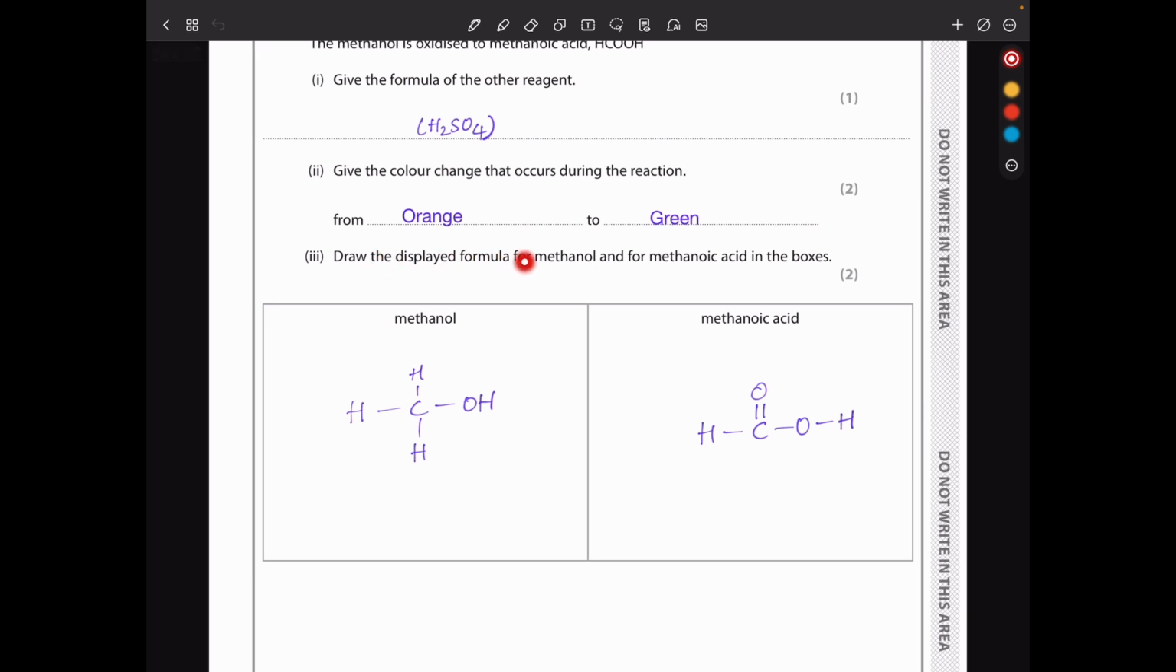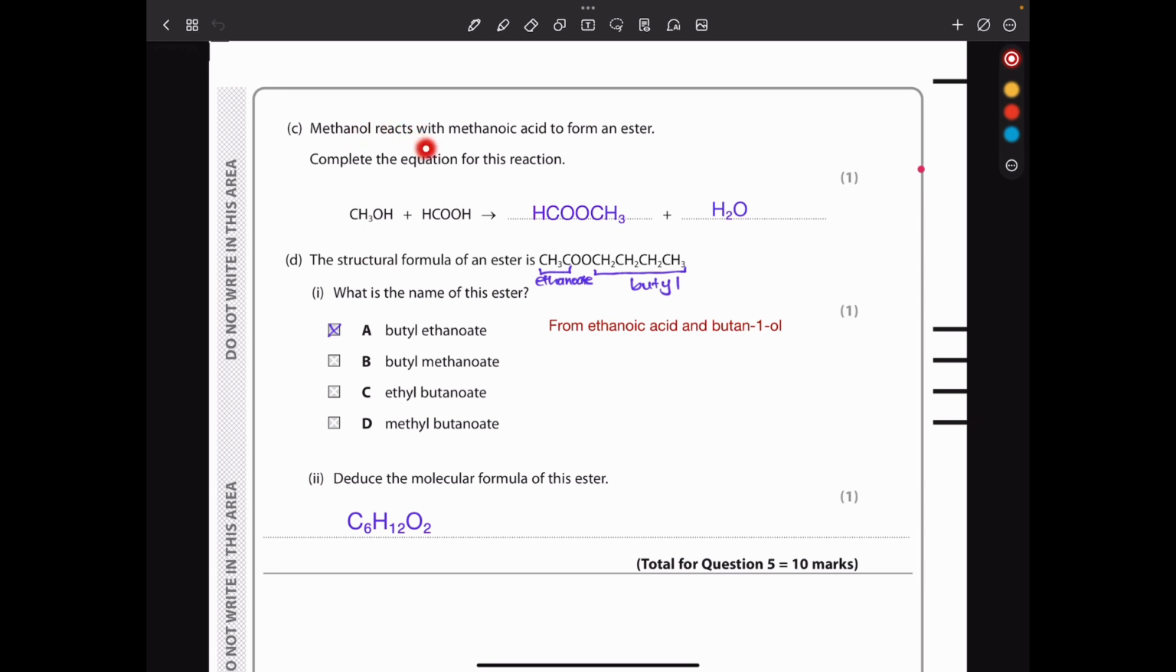And then draw the displayed formula for methanol and for methanoic acid in the boxes. Methanol, it has CH3 or H. If I want, I can display this as well. And then methanoic acid is going to be like that. I've displayed this bond as well. Then they say methanol reacts with methanoic acid to form an ester. Complete the equation for the reaction. So because this is methanoic acid and this is methanol, the ester is going to be methyl methanoate and then water. Then part D, the structural formula of the ester, which is that.